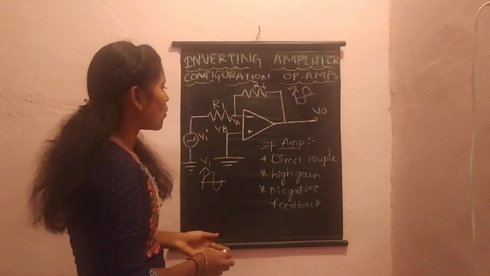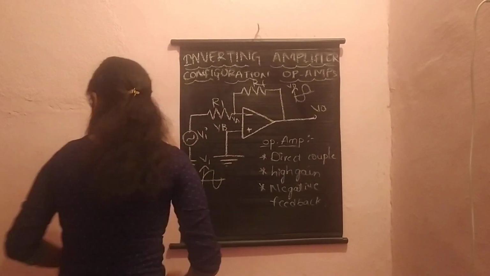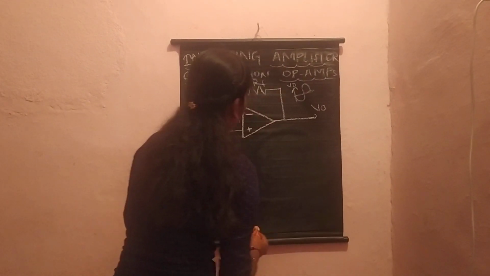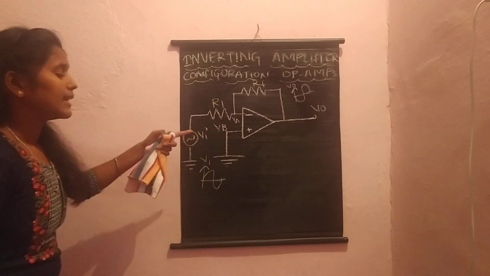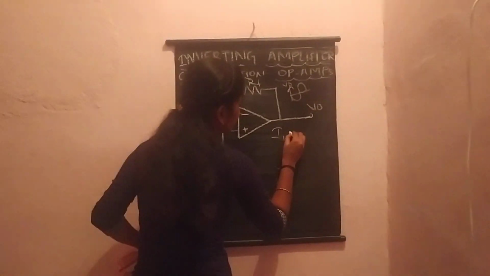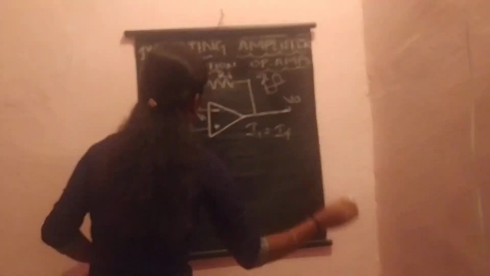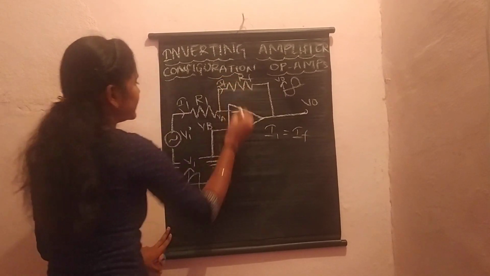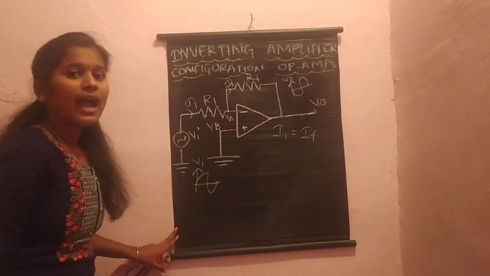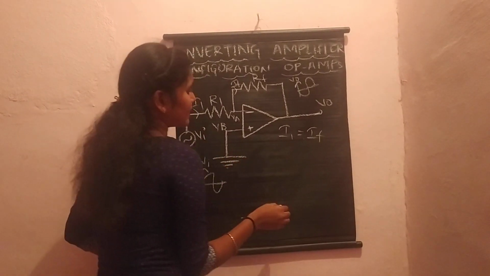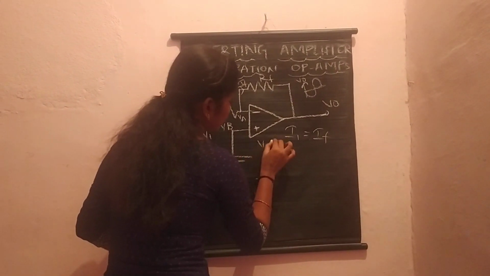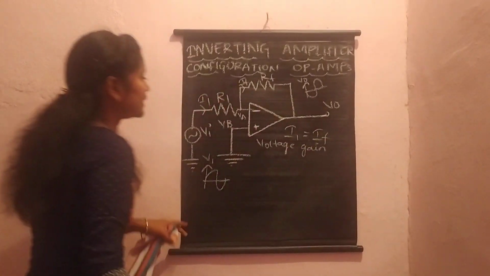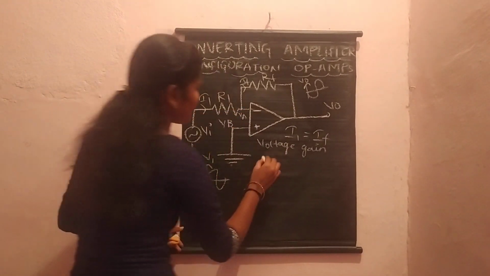And coming to the voltage gain of the inverting amplifier. I1 is equal to IF. That is, here the I1 current is flowing, and here the IF current is flowing. That's why I1 is equal to IF. And now the voltage gain. Here we are applying KCL to node A.